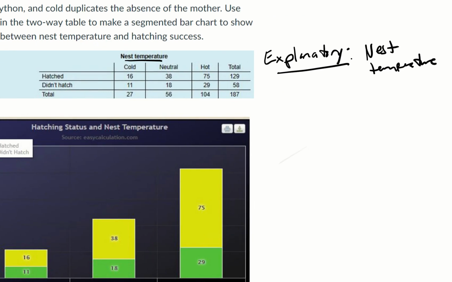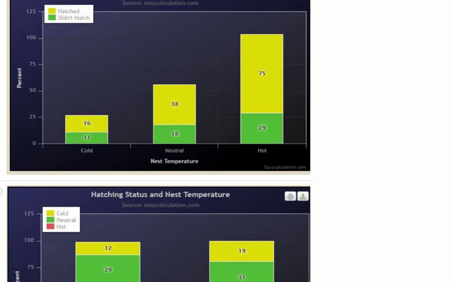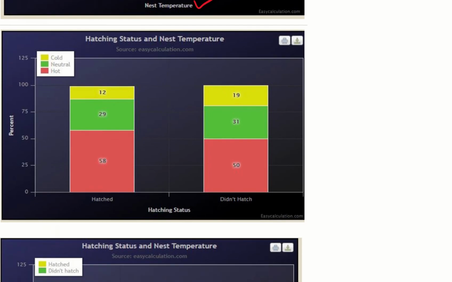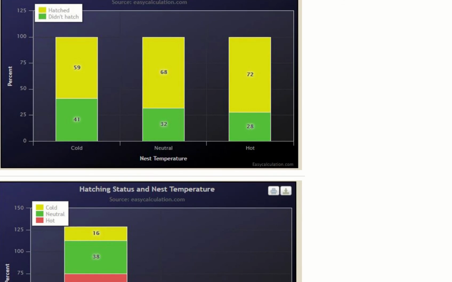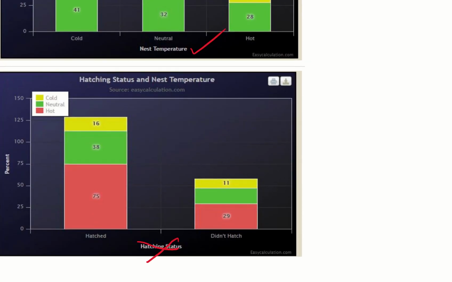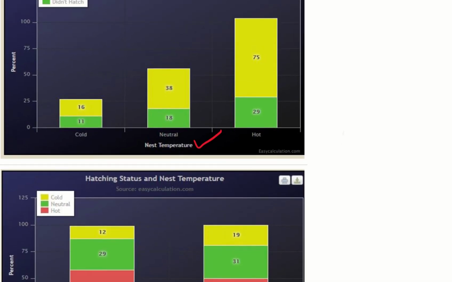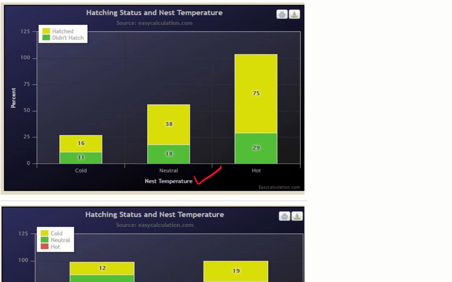So we got our explanatory variable, which means that this is going to go on the x-axis, which means that when you are looking at the nest temperature, it has to go on the x-axis, which it looks like is the case for that one. Here, this is not correct because it's on the x-axis. Nest temperature, that looks good. And hatching status, that is not going to go on the x-axis, okay? And also keep in mind that when you do this, you have to have percent on the y-axis, and the percentages have to add up to 100%.